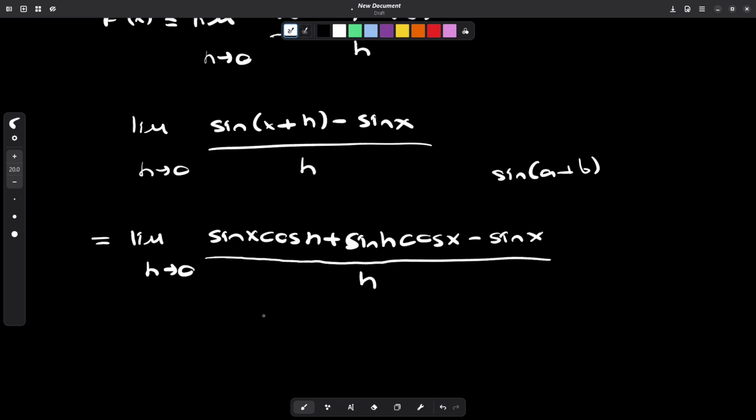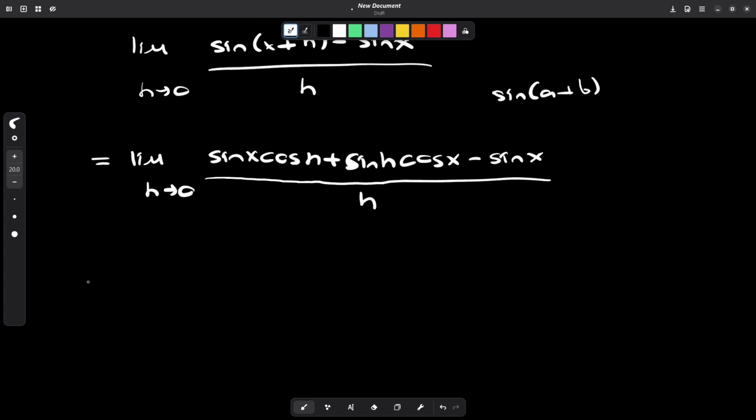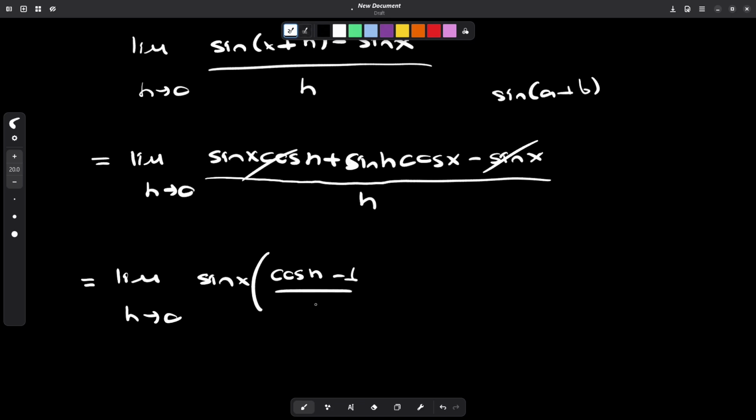All over h. We need to group this now. How can we group this? With sine x and cosine x. Under the sine x parentheses, I have cosine h and a minus 1 from here, all over h. Plus cosine x. I only have sine h, right? So sine h over h.